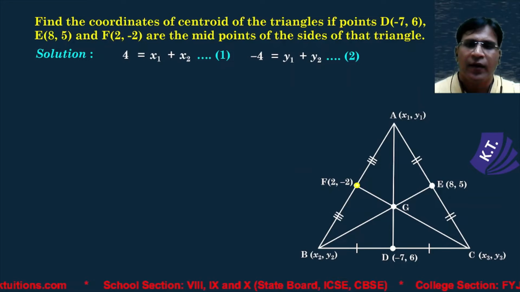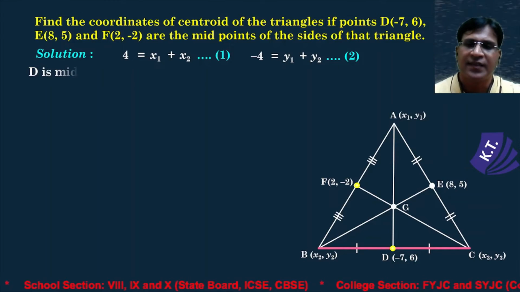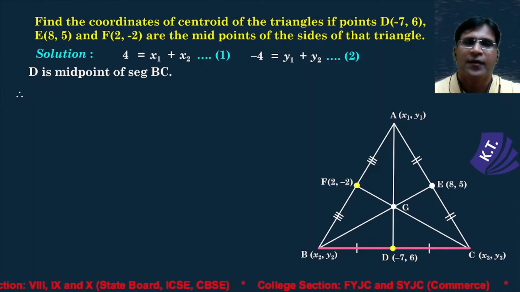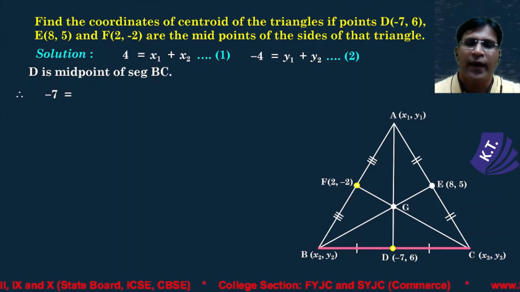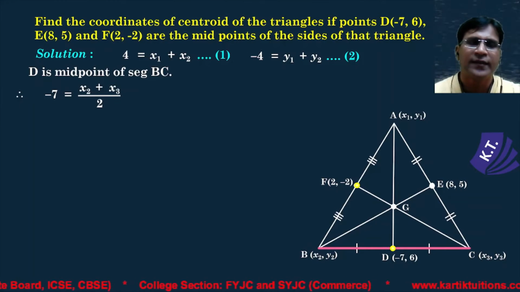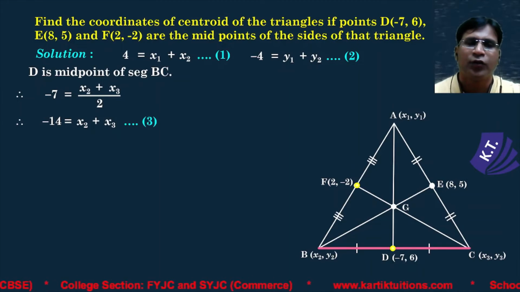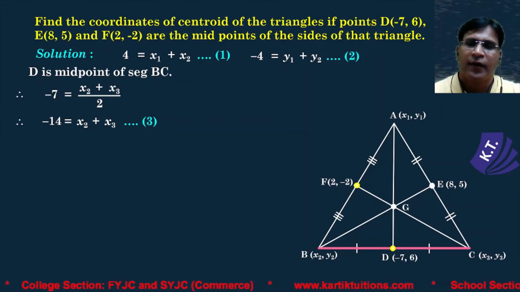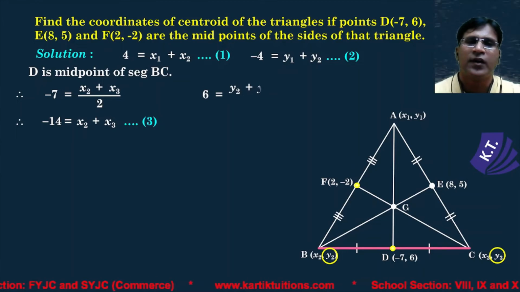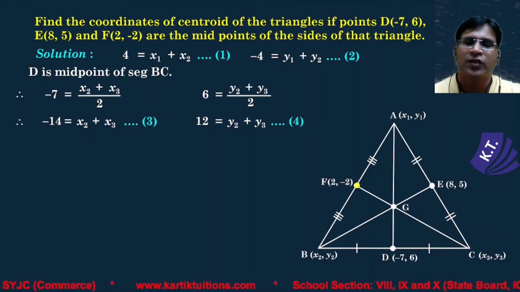Now same way, if I talk about point D, D is the midpoint of segment BC. So again we'll apply the midpoint formula. We get minus 7 is equals to (x2 plus x3) upon 2. Now when you take 2 on that side, it becomes minus 14 is equals to x2 plus x3. That is your equation number 3. And when we take the y coordinate, it becomes 6 is equals to (y2 plus y3) upon 2. So it will become 12 is equals to y2 plus y3. That is my equation number 4.